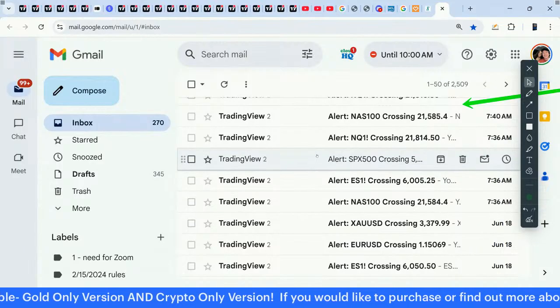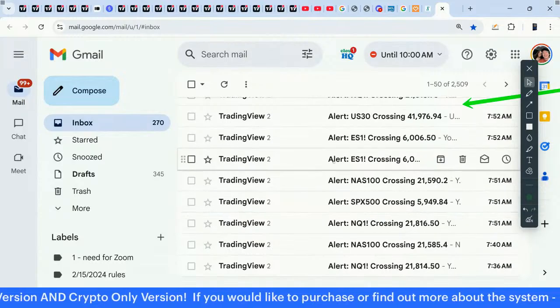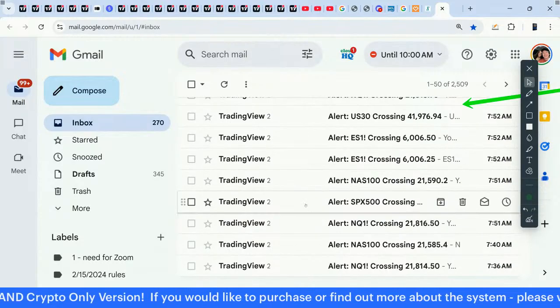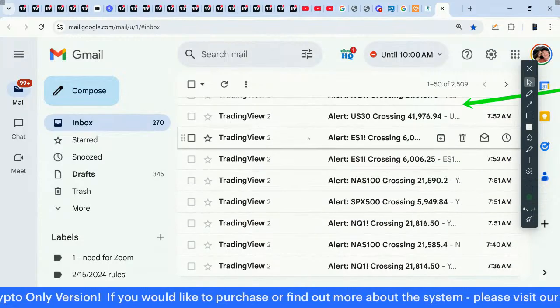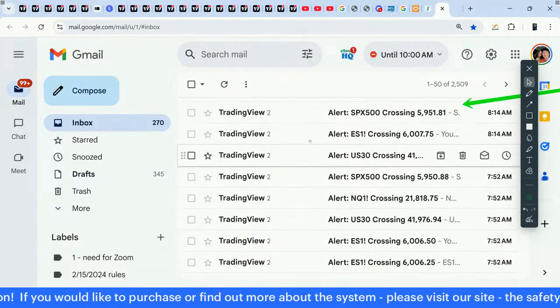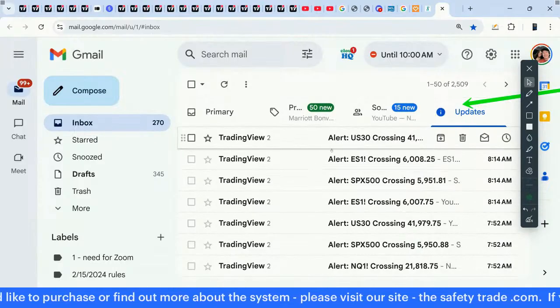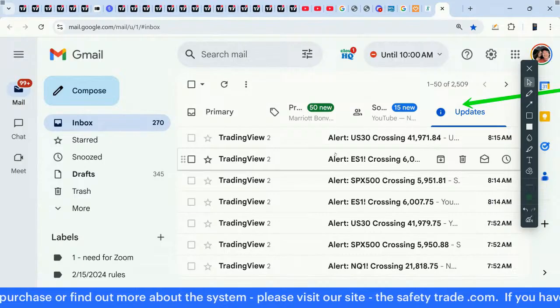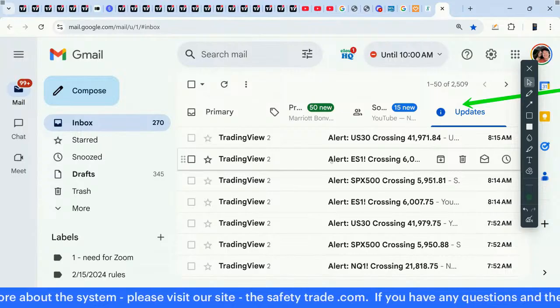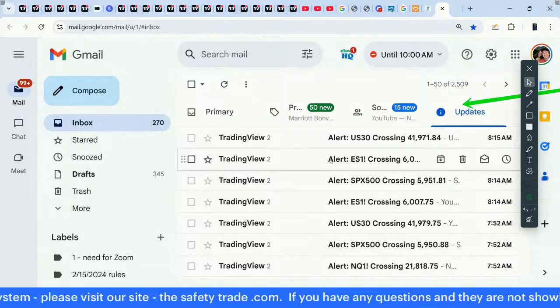1, 2, 3, 4, 5, 740. 6, 7, 8, 9, 10, 11, 12, 13, 14, 15, 16, 17, 18, 19. We had about 20 different updates this morning, all correct trades. We had 20 crossings that were all correct. You're welcome. 20 correct trades.